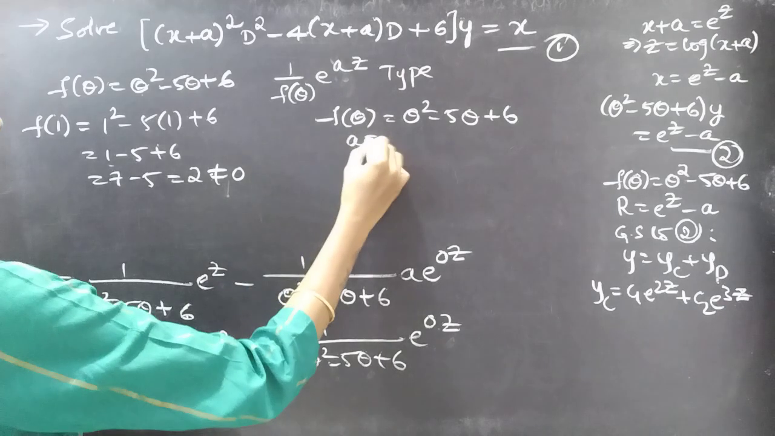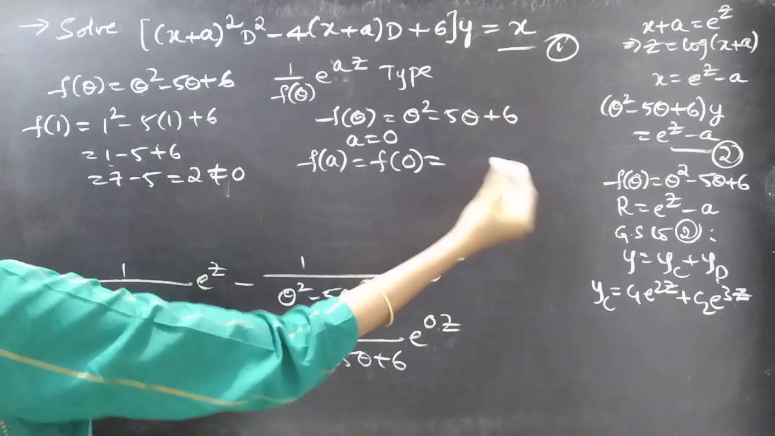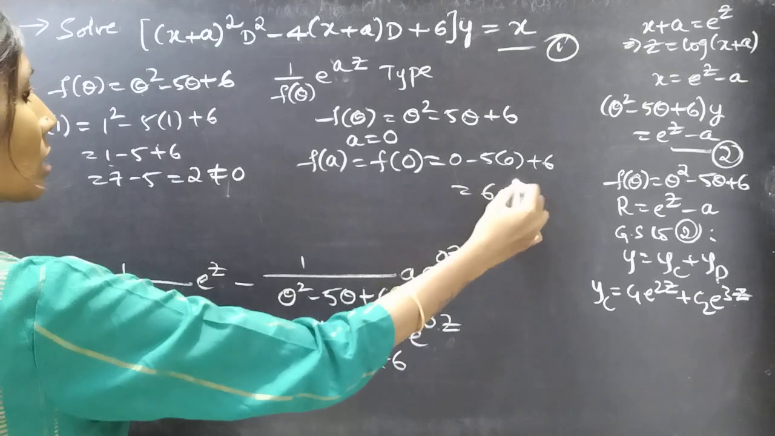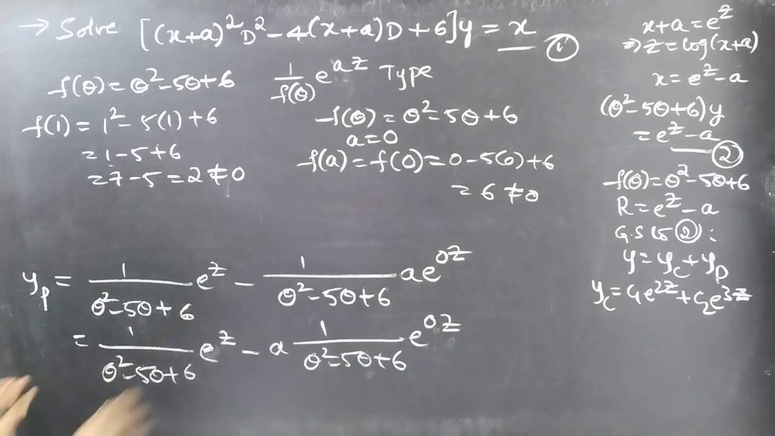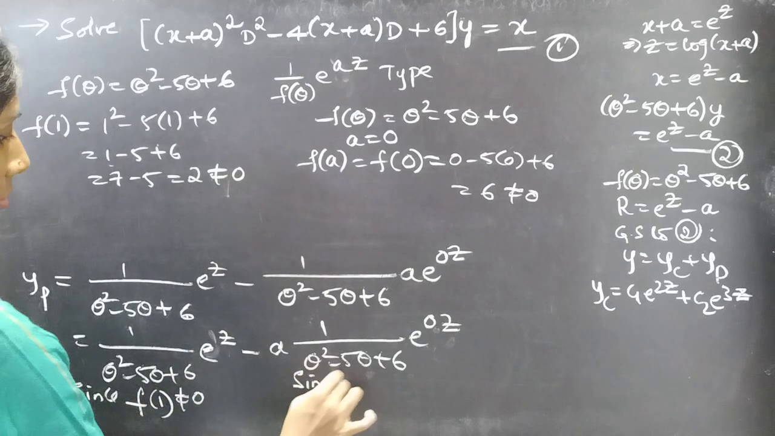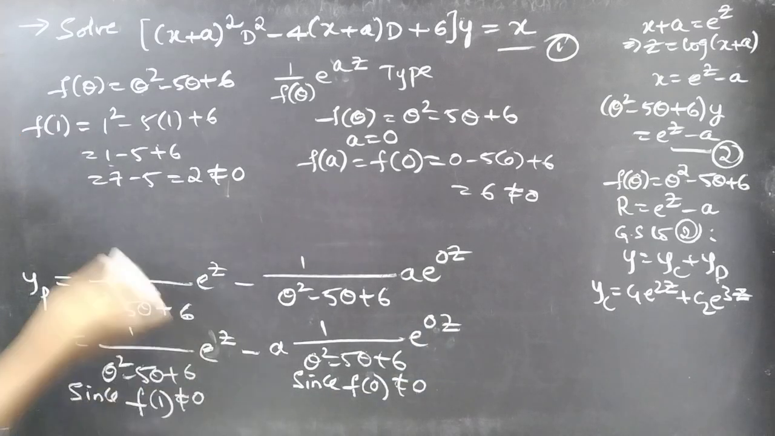Then for a equal to 0, we'll find f of a, that is f of 0. Just replace theta by 0, you'll get 0 minus 5 into 0 plus 6, which gives us 6, which is again non-zero. Since f of 0 is non-zero, you can replace theta by 0 in the denominator. Then, since f of 1 is non-zero and f of 0 is non-zero, we'll just replace the theta.